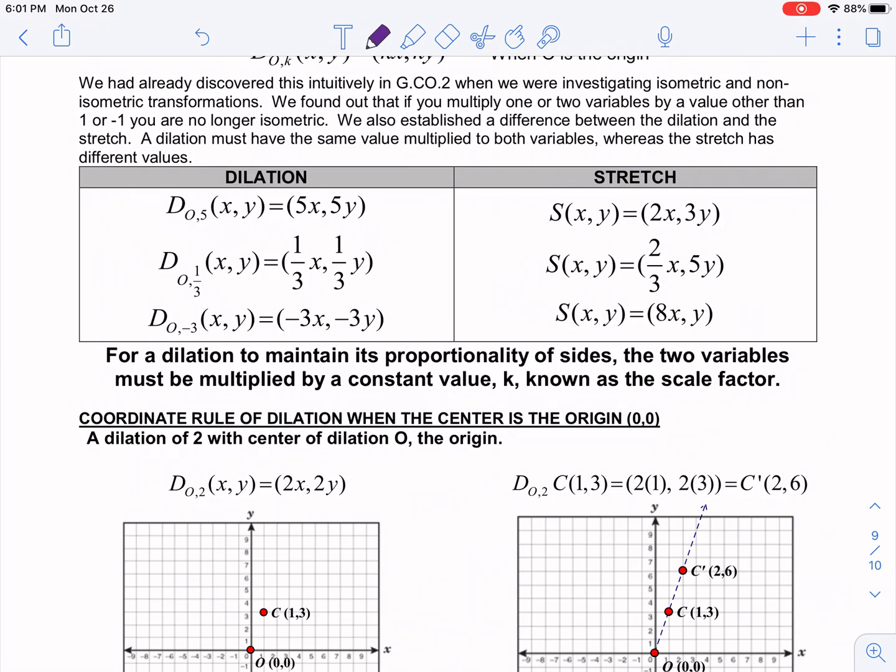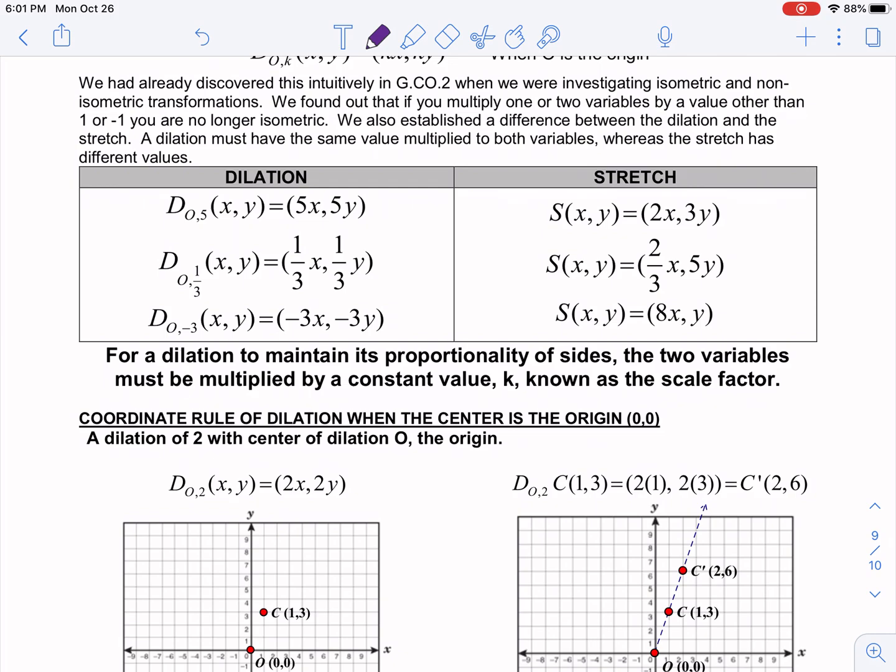With a dilation versus a stretch, let's talk about that first. Remember, a dilation keeps the shape, but the size can enlarge or reduce, okay? A stretch does not necessarily keep the size or the shape. So a dilation keeps the shape, but not necessarily the size. It can enlarge or reduce.